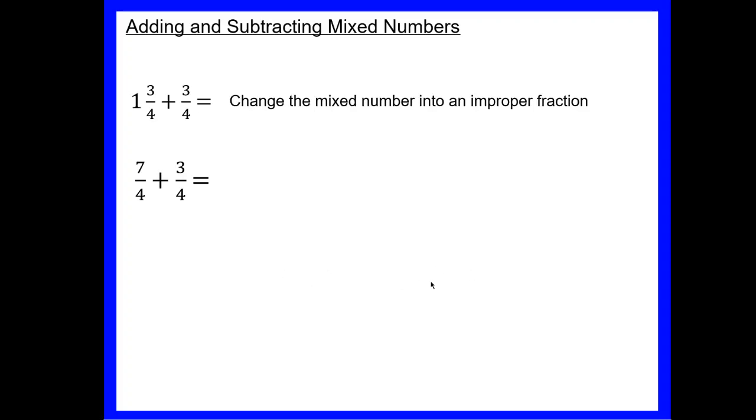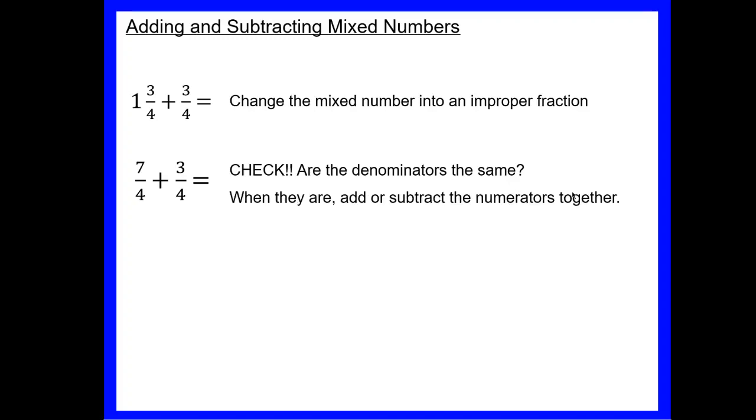So what I'm looking for is, do they have a common denominator? So we're going to check, are the denominators the same? Now in this case they are. If they are the same, then we can either add or subtract the numerators together. So in this case it's add. So we can do 7 plus 3 is 10, and we get 10 over 4, 10 quarters.